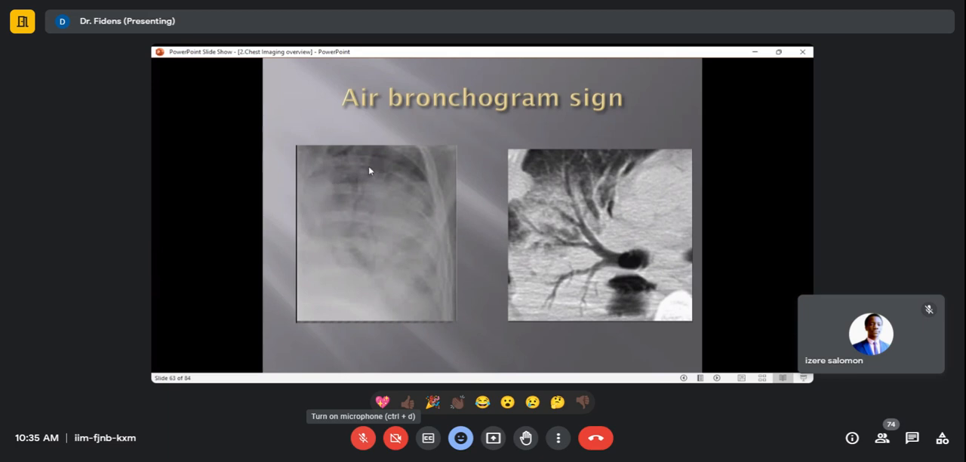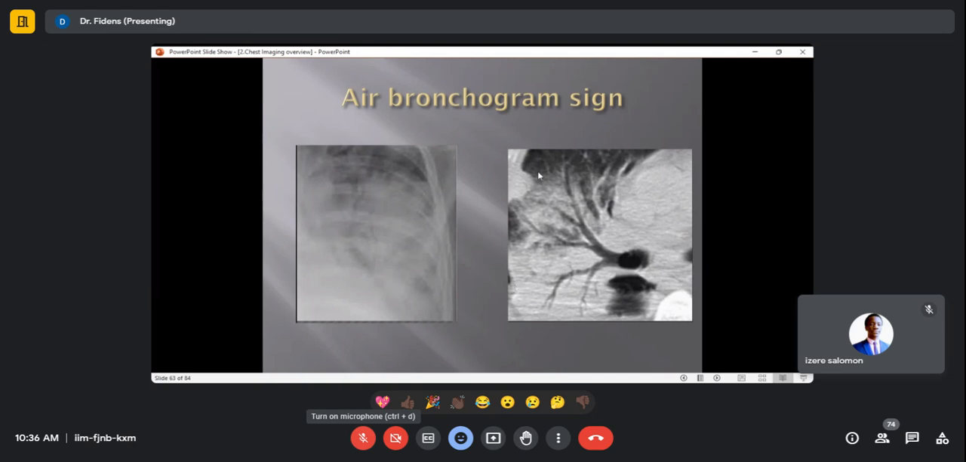Like here, I am sure that was consolidation, the fluid collection. It is not just for radiography, even for CT scan you can see this sign. It is even better, well seen. Like this is an opacity in the right lung on CT scan, and you can see the bronchi passing through the opacity. This is the air bronchogram sign.